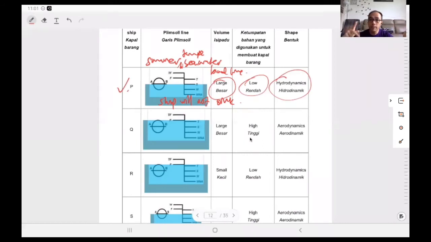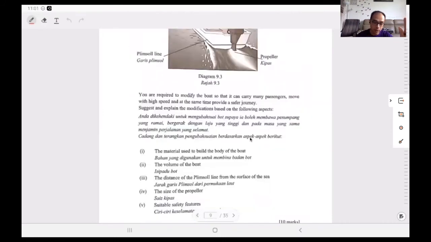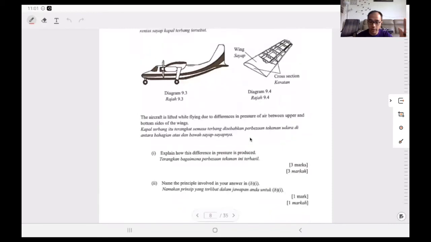Two Plimsoll line questions are very interesting. One has to do with the speedboat, and the other one has to do with this one. So there are two states that have been asking about Plimsoll. Plimsoll line has not come out for a very, very long time, so it's a good idea for us to cover this now. Let's go back to the Bernoulli's principle question.